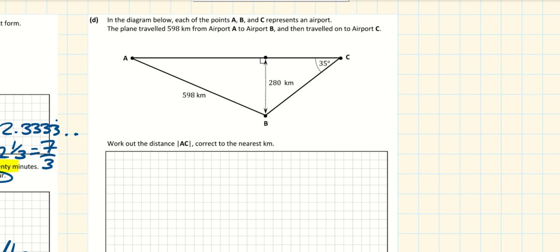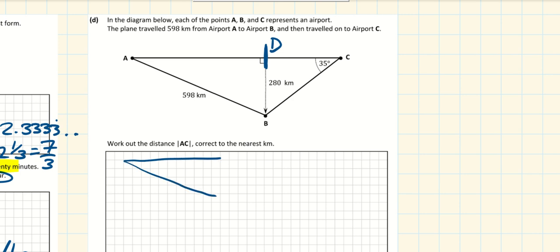The plane travelled 598 kilometres from airport A to B, and then it went on to C. Now, that's actually not particularly relevant, this bit here, but what is relevant is we want the distance AC. So, as we can see straight away, it's going to be split in two parts. Let's call this part D. Okay, we want to work out all of it.